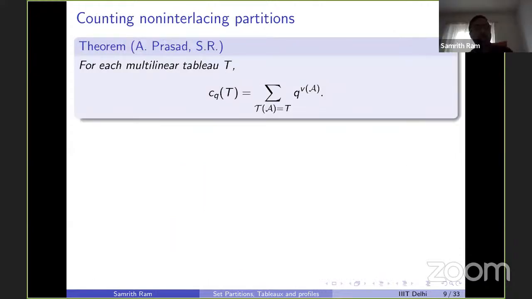All right, so it can be shown that you can in fact obtain this CQT by summing over all set partitions which correspond to this tableau, this interlacing number, Q to the VA. So VA is the interlacing number that was just defined.